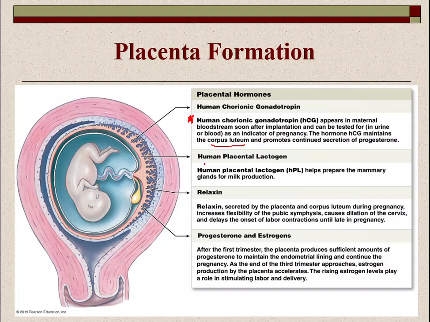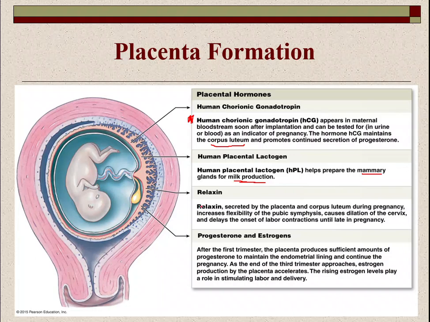Another hormone is human placental lactogen. So this is just to prepare the mammary glands for milk production. All right. Now, after pregnancy, prolactin will take over. Remember, prolactin helps to stimulate milk production. This is after pregnancy. All right. And oxytocin will help to promote milk ejection.